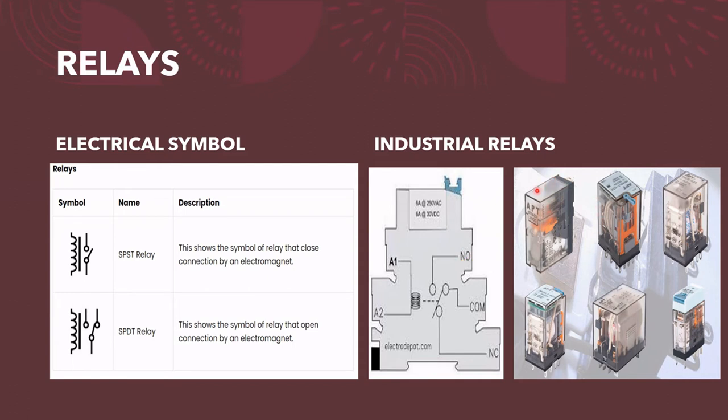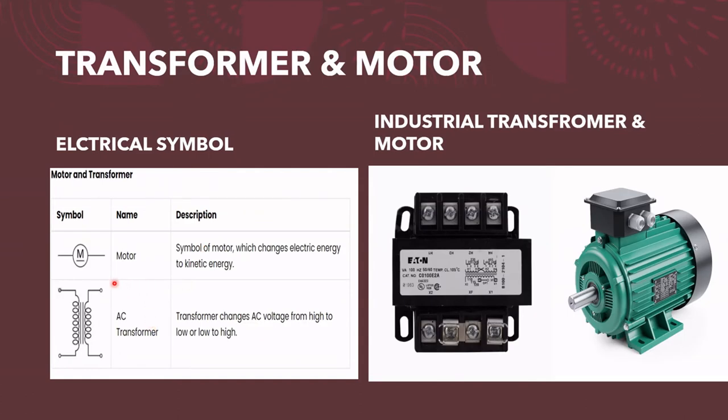And on this side you can see some pictorial representation of the relays that are most commonly used in an industrial environment. Let's describe the next electrical component, which is the transformer. The transformer is represented by this electrical symbol here, and the motor is represented by this electrical symbol here.